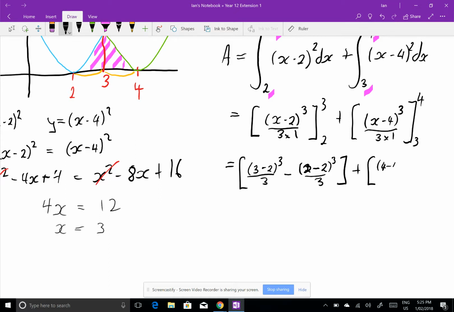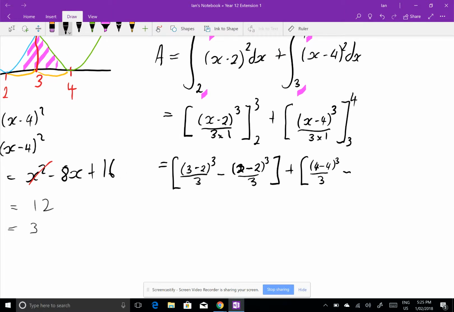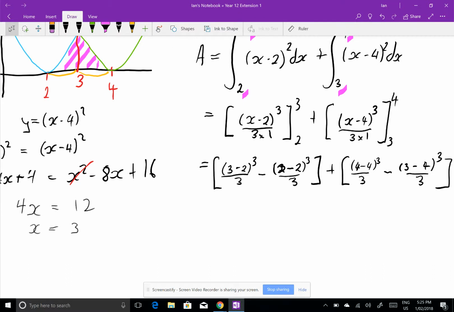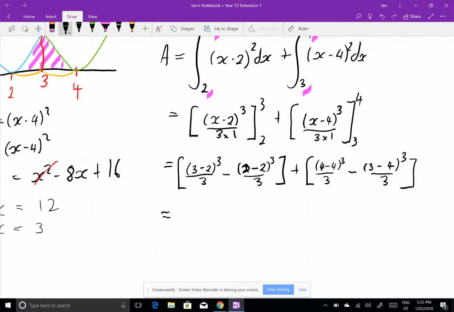Then we've got 4 minus 4 cubed over 3, minus 3 minus 3 minus 4 cubed over 3. Now just looking at them, I bet those areas are the same. I'm pretty sure they will be, because they've got the same gradient. I say gradient, steepness. So what do we get here?